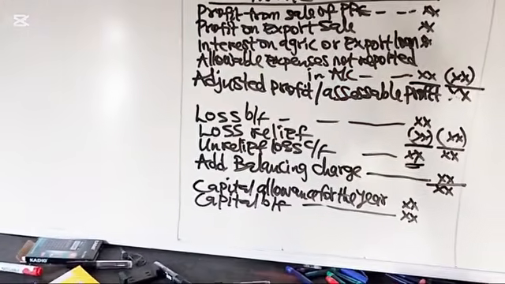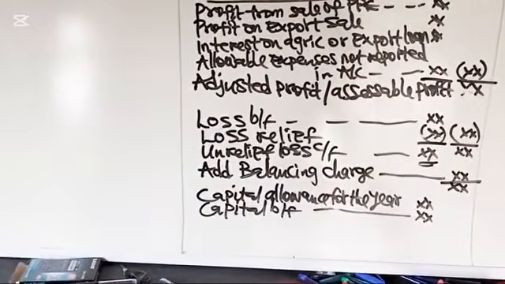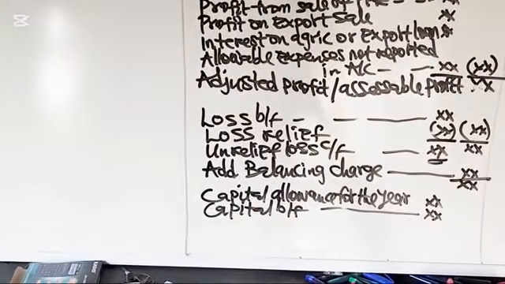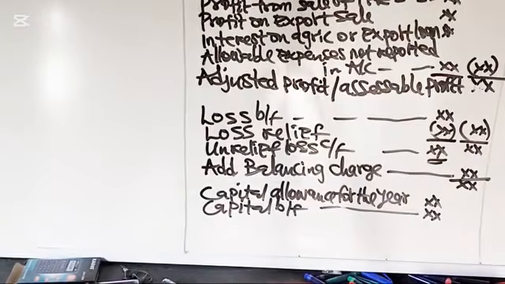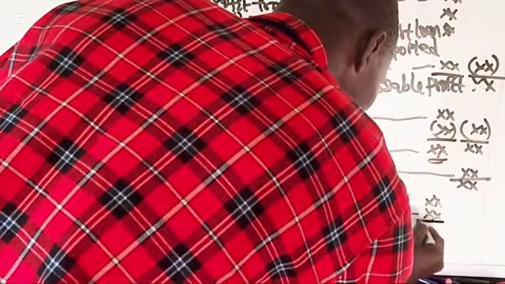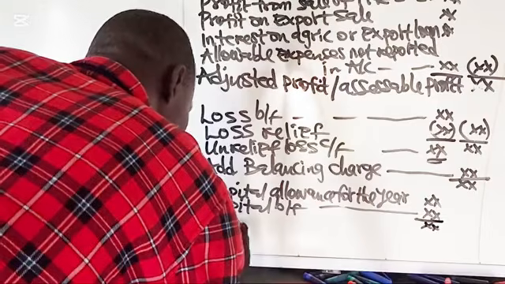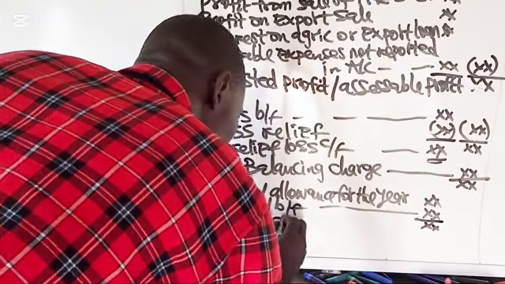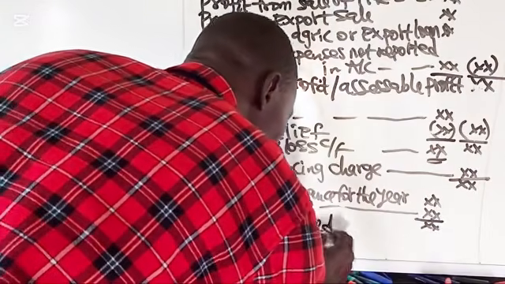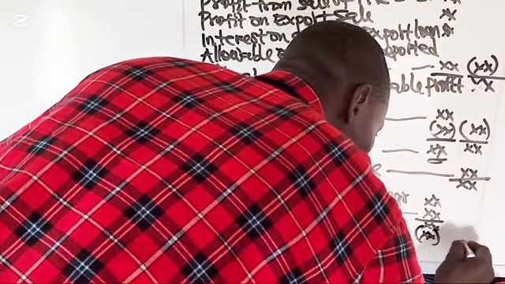So that capital allowance, you are going to bring it forward. That is how we got the capital allowance brought forward. So if you add it, then you are going to claim your capital allowance. Capital allowance claimed. The amount you claim from it.